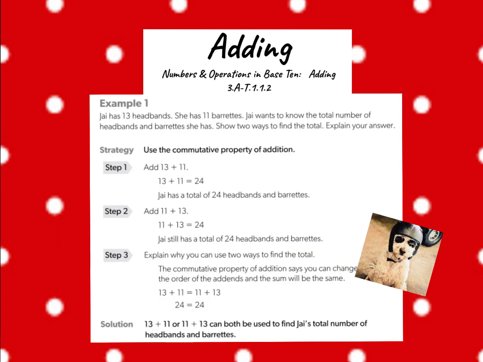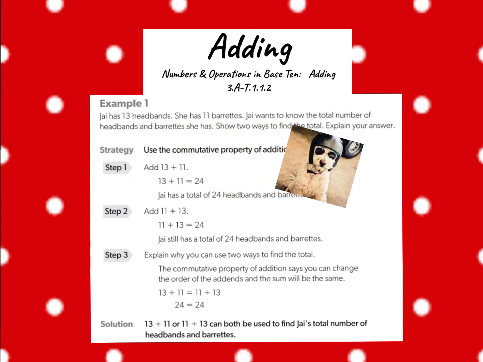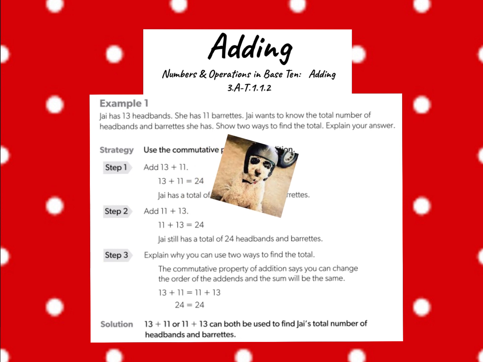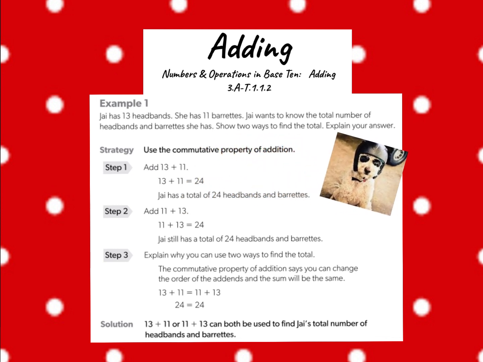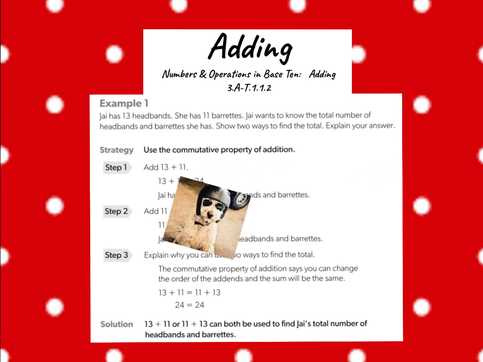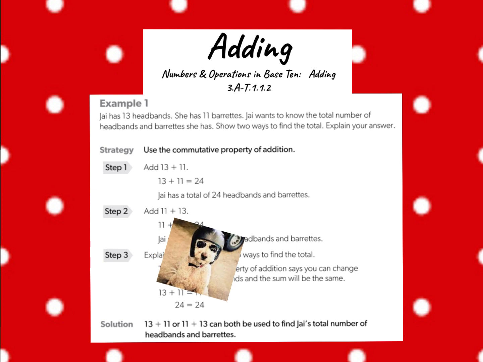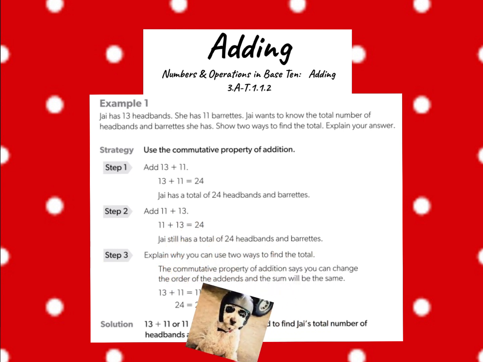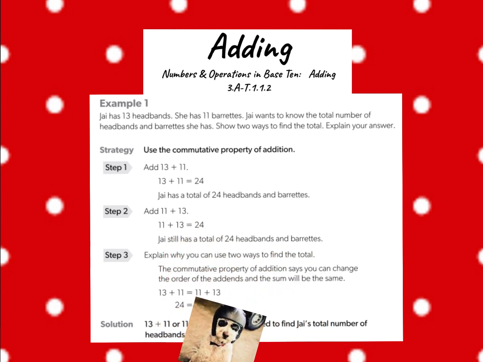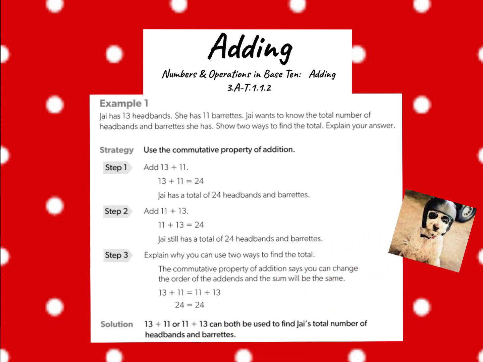Here's an example. Jai has 13 headbands. She has 11 barrettes. Jai wants to know the total number of headbands and barrettes she has. Show two ways to find the total. We're going to explain our answer. So we can use that commutative property of addition, where 13 plus 11 is 24. And we can also flip-flop those add-ins, and 11 plus 13 is 24. So we know that 13 plus 11 is the same thing as 11 plus 13, and 24 equals 24.